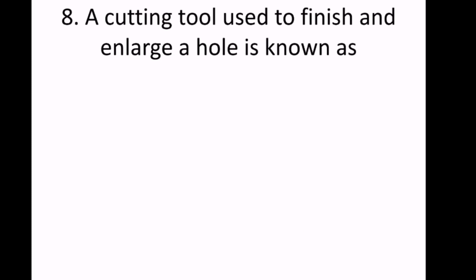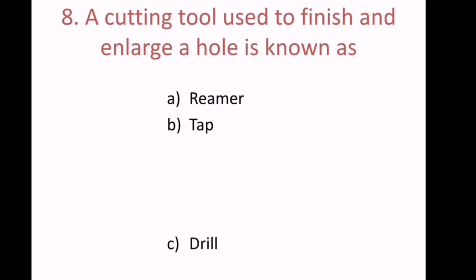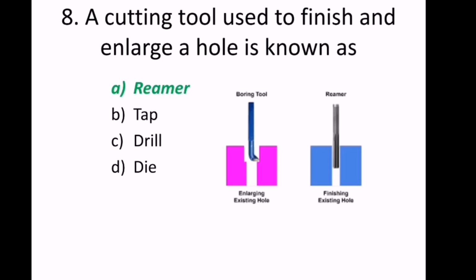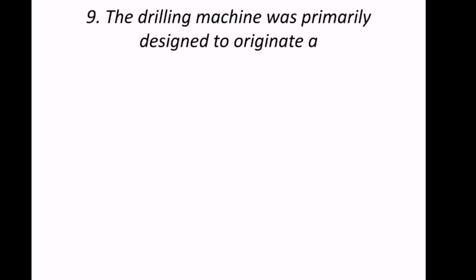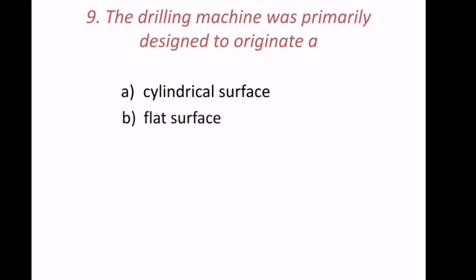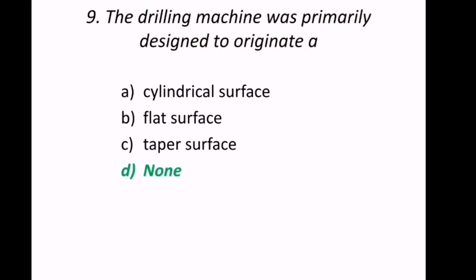Eighth question. A cutting tool used to finish and enlarge a hole is known as? It may be reamer, or tap, or drill, or die. The correct answer is A, reamer. Reamer is used to finish and enlarge a hole. Ninth question. The drilling machine was primarily designed to originate a cylindrical surface, a flat surface, a taper surface, or none of the above. The drilling machine was primarily designed to make holes, not these kinds of things. So the answer is none of the above. Originally it is there to prepare holes.